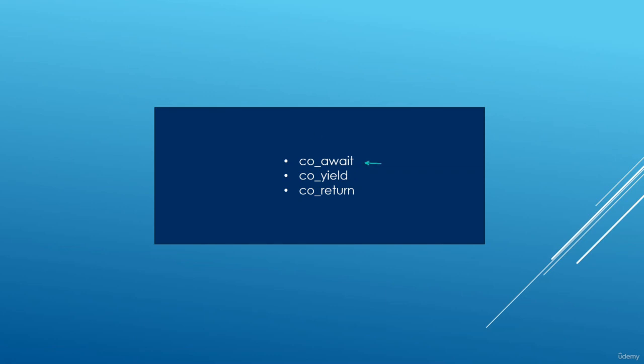We have co_await, which is going to pause and allow the coroutine to be resumed at a later point. We have co_yield, which is going to pause and return a value. And we have co_return, which is going to end execution of the coroutine and optionally return a value. And we had a chance to play with this a lot in this chapter here.